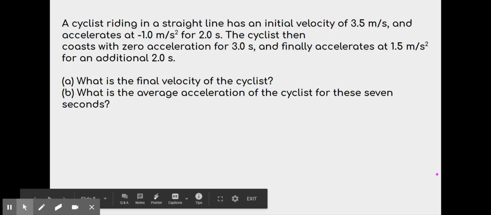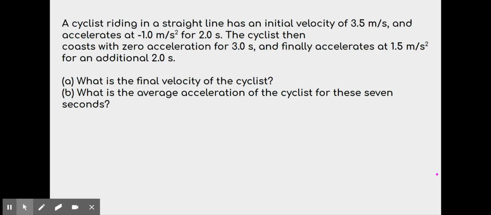Okay, so now we're going to look at a cyclist who's riding in a straight line, and that cyclist has an initial velocity of 3.5 meters per second and accelerates at negative 1.0 meters per second squared for 2 seconds. The cyclist then is going to coast with 0 acceleration for 3 seconds, and finally accelerate at 1.5 meters per second squared for an additional 2 seconds.